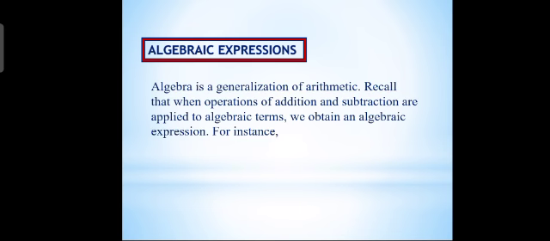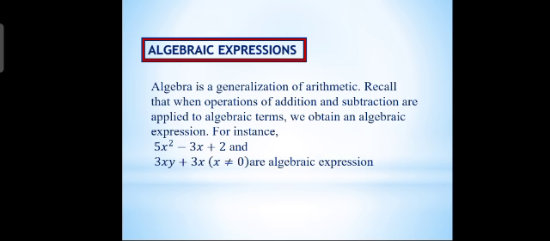Now algebraic expressions. Algebra is a generalization of arithmetic. Recall that when operations of addition and subtraction are applied to algebraic terms, we obtain an algebraic expression. For example, if we have three terms like 5x squared, 3x and 2, and we combine them with the help of subtraction and addition, then this expression becomes 5x squared minus 3x plus 2. This is an example of algebraic expression. And 3xy plus 3x, this is also an example of algebraic expression.